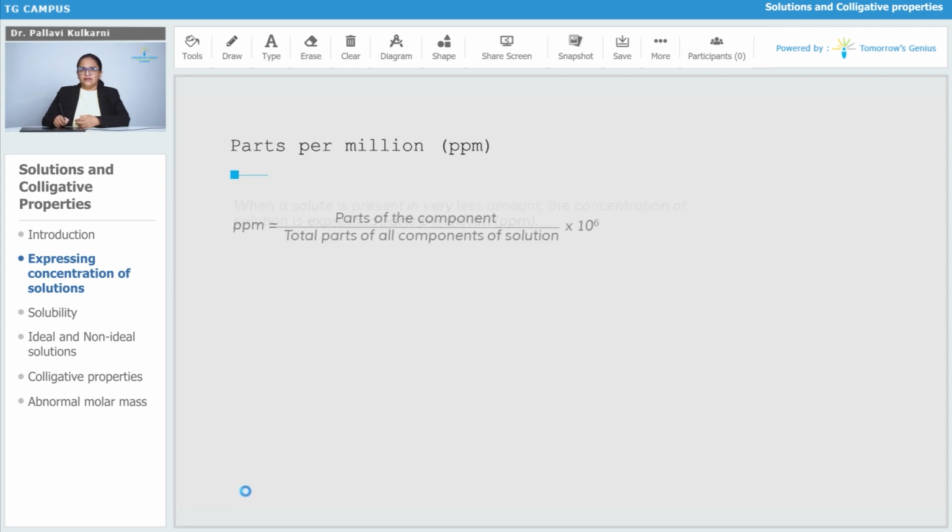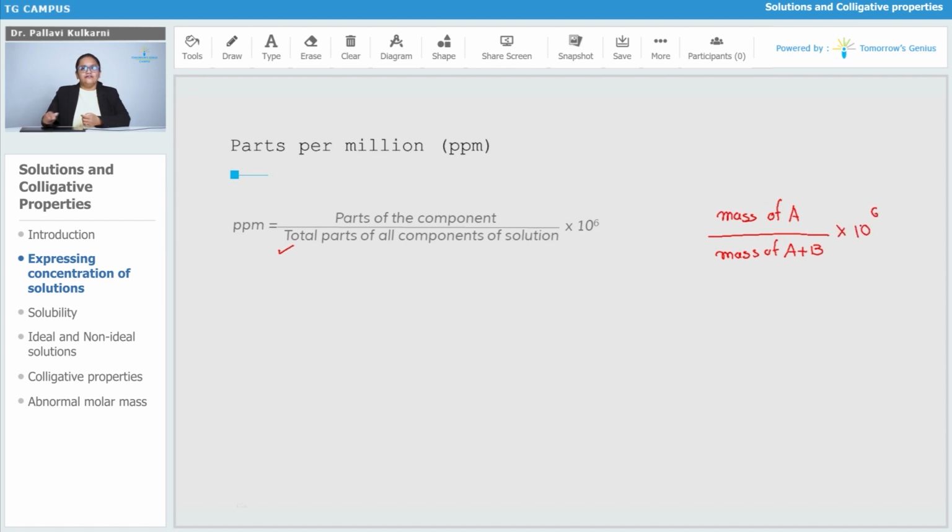So what is this ppm? It is parts per million, that is 10 power 6. Therefore, its formula will be parts of the component in the numerator, total parts of all components in the solution in the denominator, multiplied by 10 power 6. So here this part can be expressed either in terms of mass, right? If it is in terms of mass, then ppm will be equal to mass of that component, for example A, divided by total mass of the solution. For example, A plus B are components, so mass of A plus B, okay, multiplied by 10 power 6.